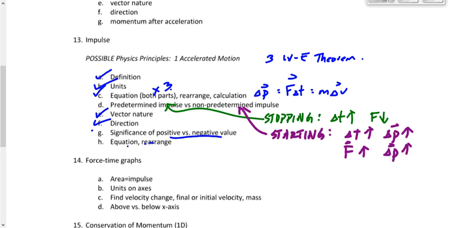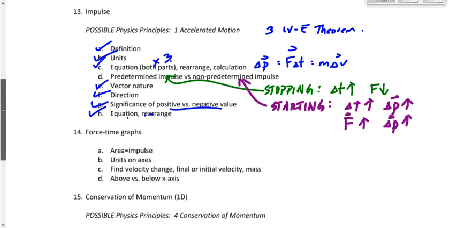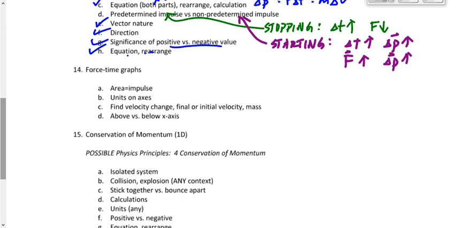We already have this, I guess, equation and rearrange. And then the force versus time graphs. What do we got to remember? 3 words, right? Area equals impulse. Pay attention to the units on the axes. Okay, we focused on that, right? When we see a force versus time graph, we always want newtons and seconds. If it's not, that's fine. Just convert it. Okay? Do your work in newtons and seconds.